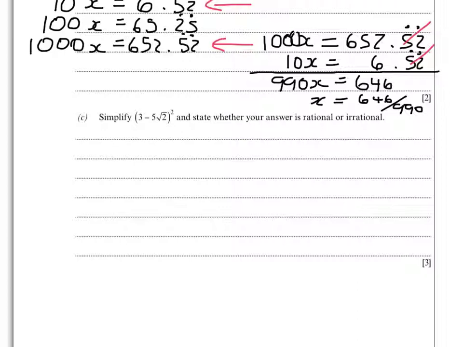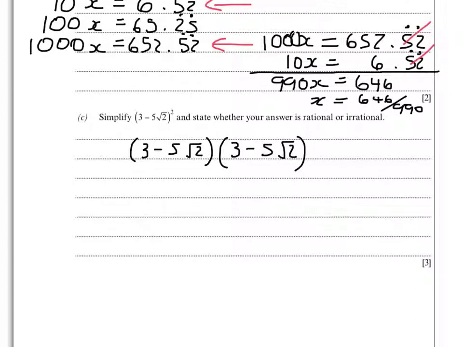Now the last part has asked me to simplify 3 minus 5 root 2 squared and state whether our answer is rational or irrational. So we know that with surd questions, if we're left with a surd in our answer, then our answer is going to be irrational. If it's not, then we're going to end up with a rational number. So the first thing we're going to do, because it's squared, it means we're going to have to times that bracket by itself. So I'm just going to write it and open it out so that we can see the two brackets.